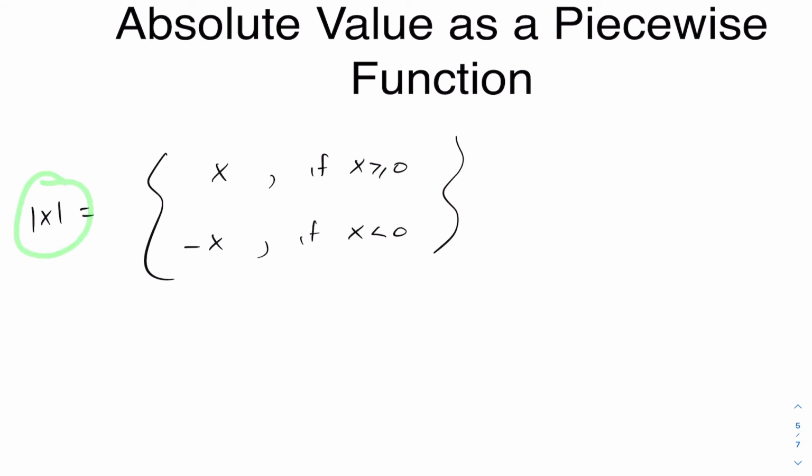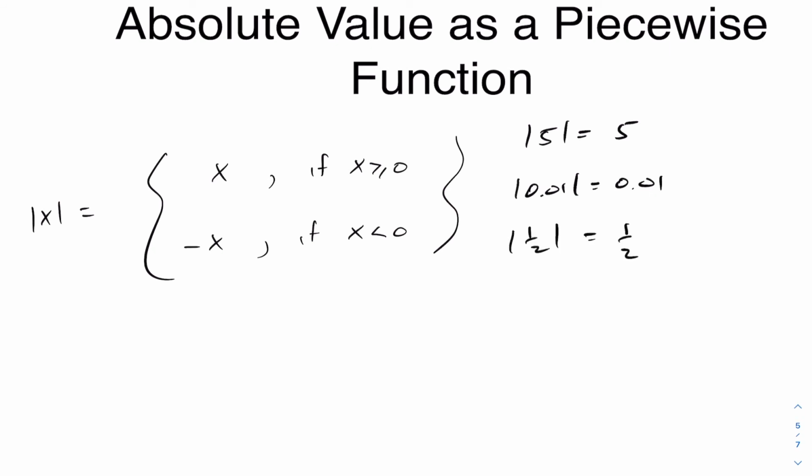If you look at the absolute value of x, what it's going to do, if x is greater than or equal to 0, you're just going to output x. Think about this: the absolute value of 5 is 5, and 5 is greater than or equal to 0. The absolute value of 0.01 is 0.01. The absolute value of a half is a half, because all of the input values are greater than or equal to 0, and therefore they're just going to output x.